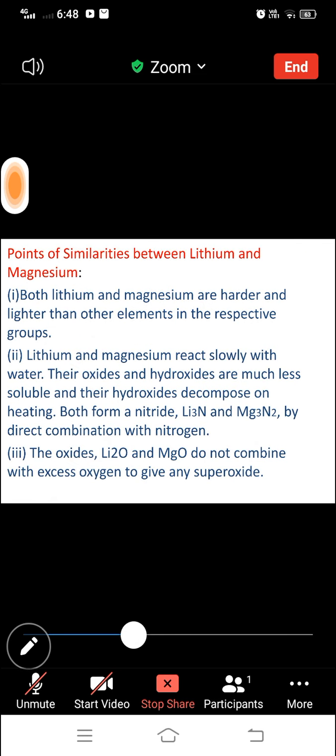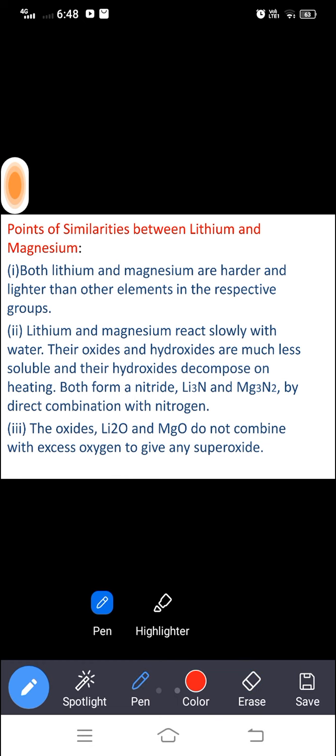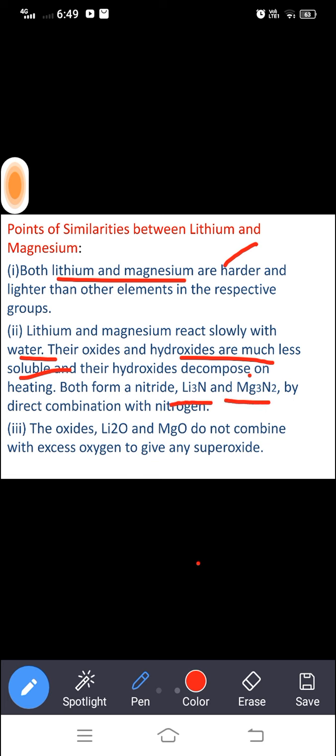Then points of similarities. So what are the points of similarities between lithium and magnesium? Both lithium and magnesium are harder and lighter than other elements in the respective group. And lithium and magnesium react slowly with water. Their oxides and hydroxides are much less soluble, as already discussed. And they will decompose on heating, because lithium carbonate will decompose and form lithium oxide. Both nitrates, lithium nitrate and magnesium nitrate, are possible by direct combination, without heating itself.